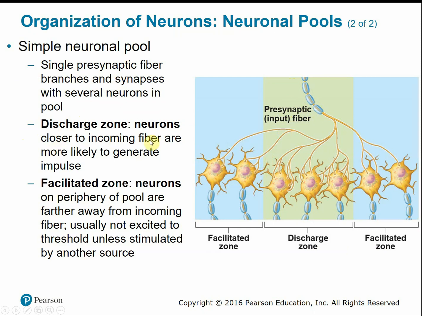The discharge zone are the neurons that are closer to that incoming fiber. And your facilitated zones are the ones off to the side on the peripheral sides. So these aren't as likely to get as strong of a stimulation. The closer the neuron is to that presynaptic incoming fiber, the stronger the signal and message will be received.